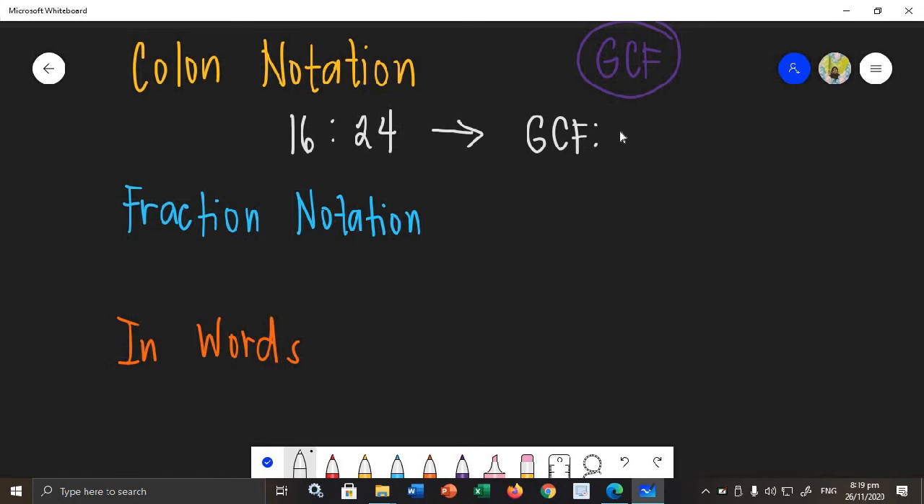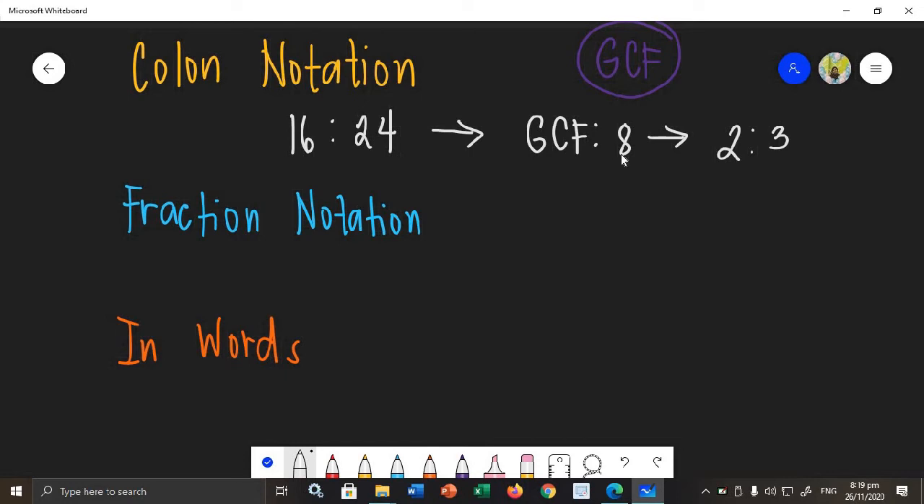Therefore, when we write the lowest term of this ratio, we will get 2:3. By the way, you will read this symbol as "is to." So, 2:3. Why did it become 2:3? Because we divide each number by the GCF.